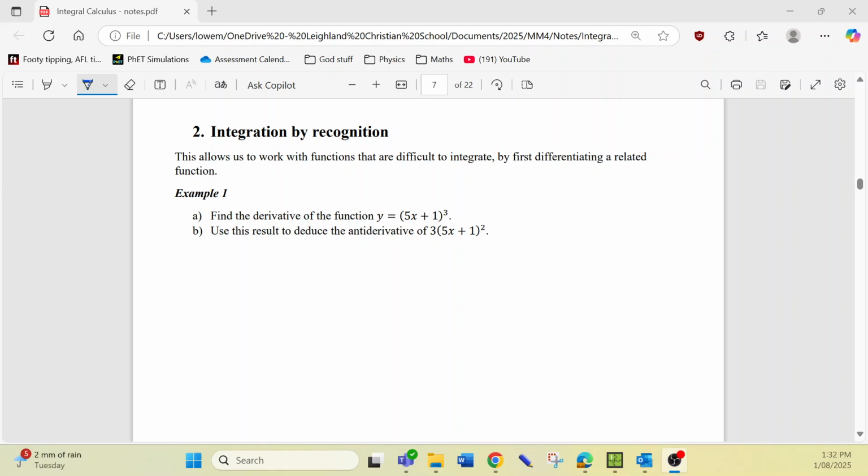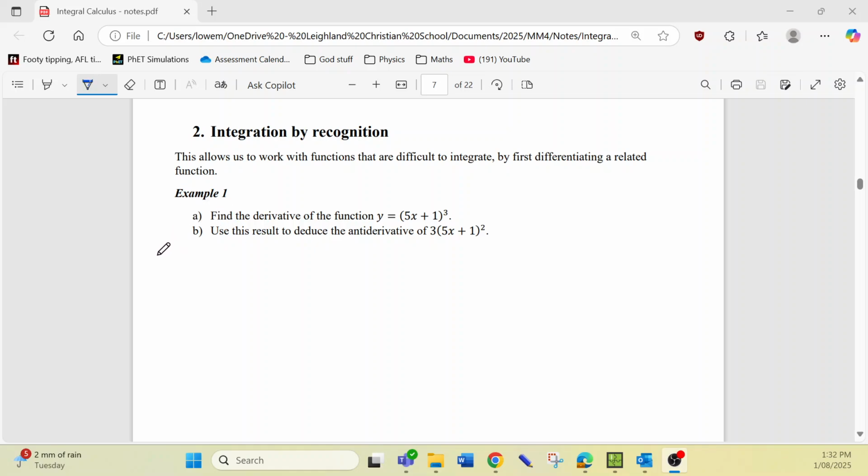Looking at this next thing, which is called integration by recognition. So we've got a few problems we're going to work through on that. It can be a little bit tricky, but let's focus on this and see how we go. All right. This method just allows us to work with functions that are a little more difficult to integrate by first differentiating a related function and then using that to help us to integrate.